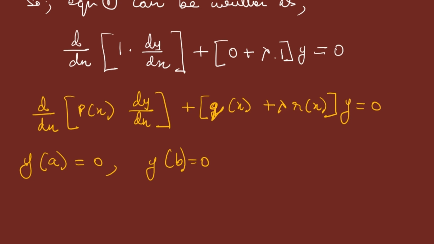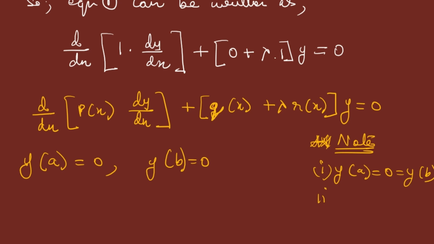You must also note this down, just a small note. In some particular cases this will happen. The first one will be y of a equals 0 equals y of b. And the second one, special cases, y dash of a will be equal to 0, which will be equal to y dash of b.